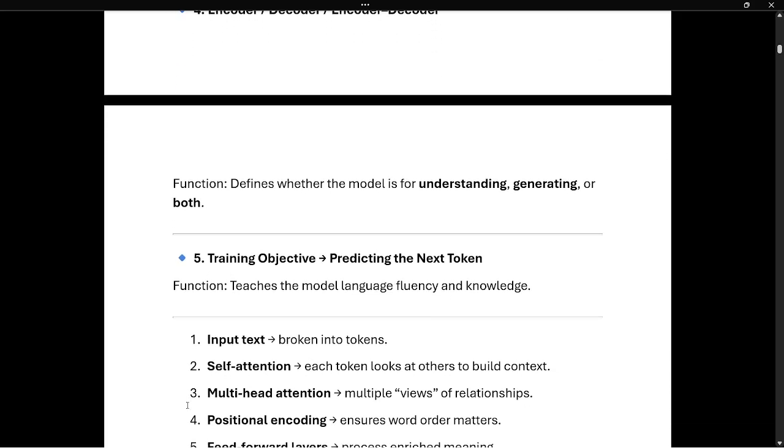And if we are talking about the encoder-decoder, it's like the old transformer. It reads input with the encoder and writes output with the decoder, used for translation or summaries; that's how they used to work earlier. That basically teaches the model language fluently and knowledge purpose.